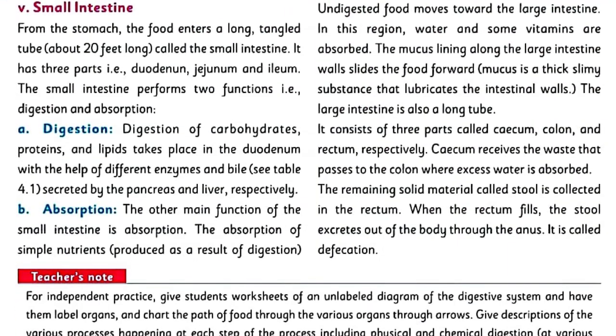5. Small intestine. From the stomach, the food enters a long, tangled tube called the small intestine. It has 3 parts, i.e., duodenum, jejunum, and ileum. The small intestine performs 2 functions, i.e., digestion and absorption.